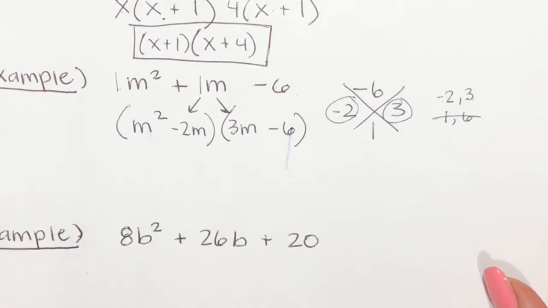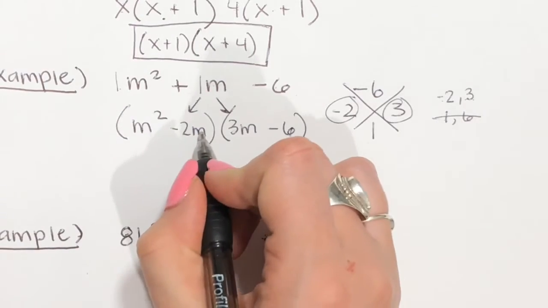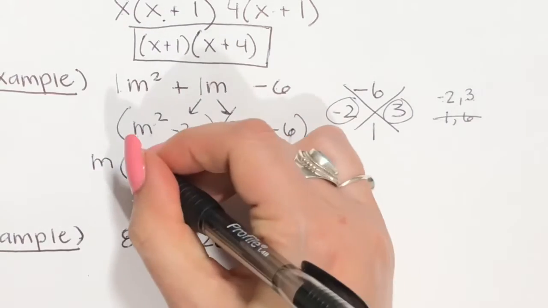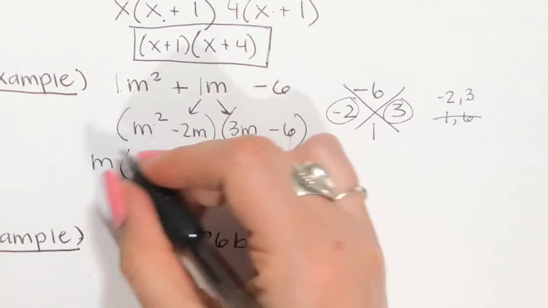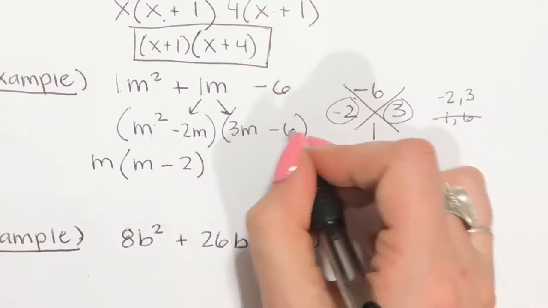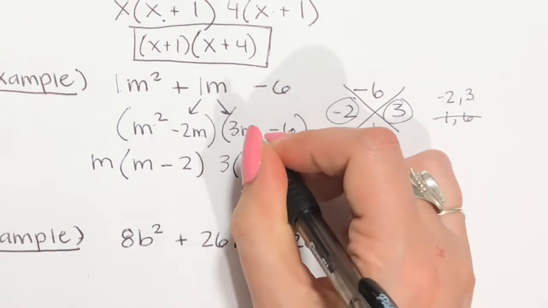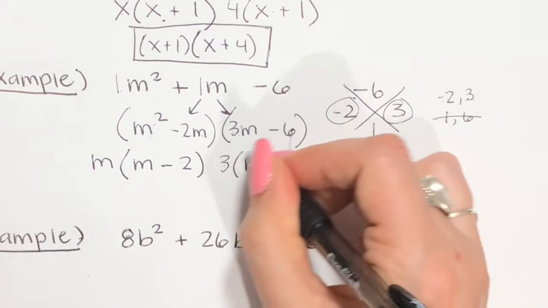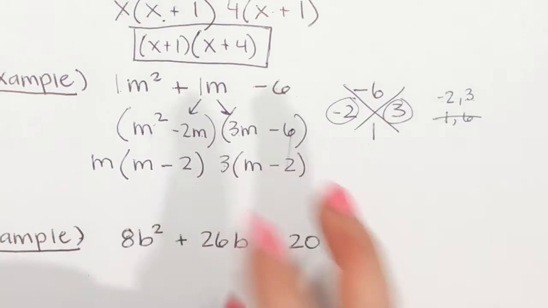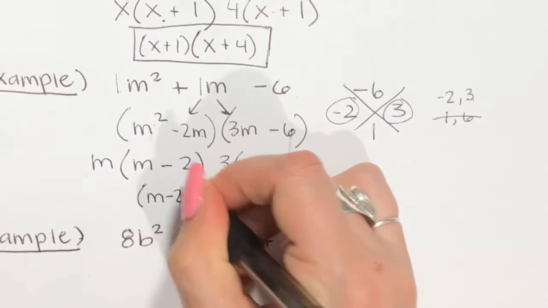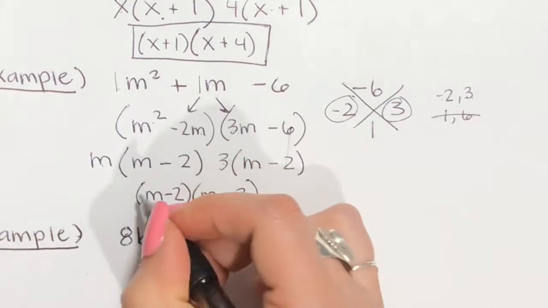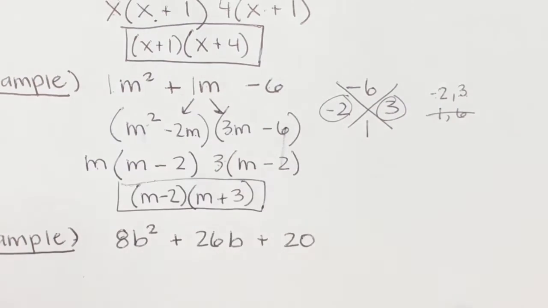So now we just take out the common factor. For m squared and negative 2m, we can take an m out. M squared, when I take an m away, you have 1m left over. Negative 2m divided by m is negative 2. And then for 3m minus 6, 3 is in common. So I'm going to take a 3 out. 3m divided by 3 is m. Negative 6 divided by 3 is negative 2. These match. We have m minus 2, m minus 2. So your answer will be m minus 2 times m plus 3. And you're done. And let's do one more.